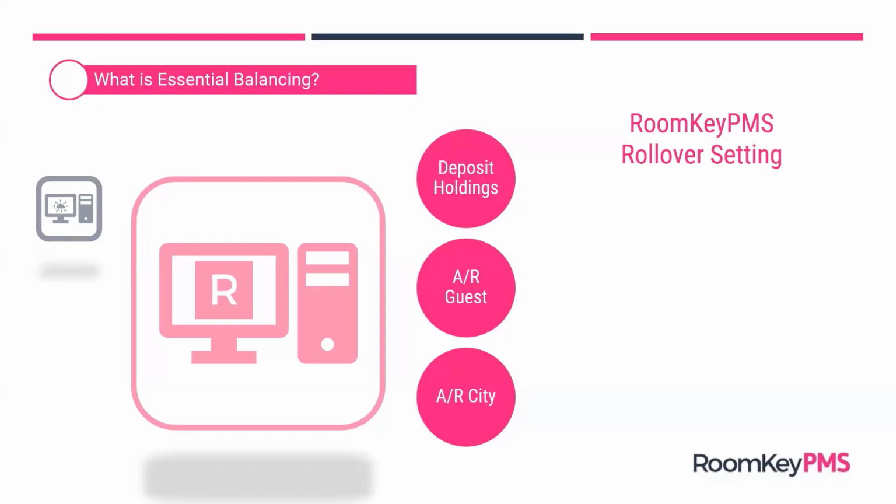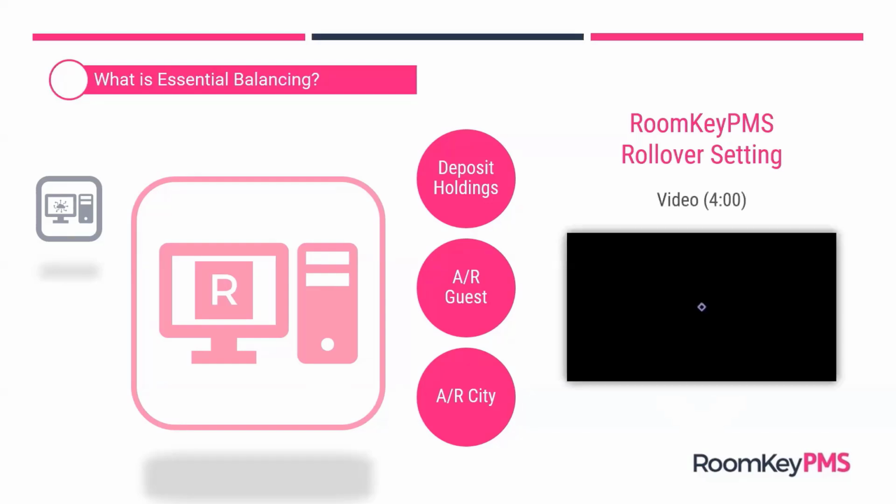So for this rollover setting, I do have a video here. It's a little bit longer, it's about 4 minutes, but it's going to show us some key demonstrations. First, it's going to show you how to set up the rollover setting in RoomKey, where that setting is found. And then it's going to show us what it looks like when you check in a guest between midnight and the rollover time, which I think in this example is going to be 3 a.m.